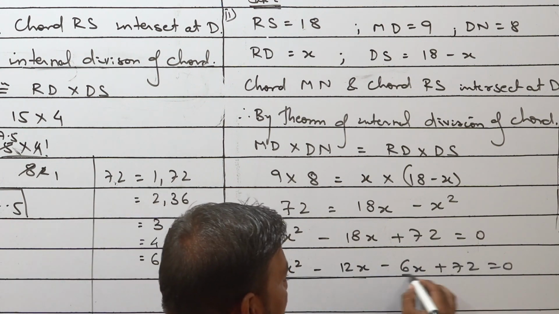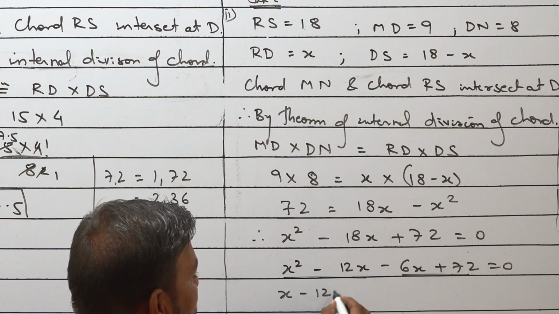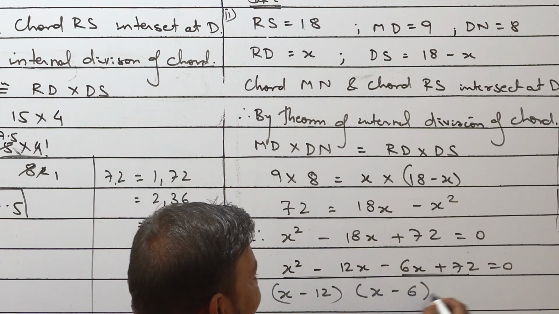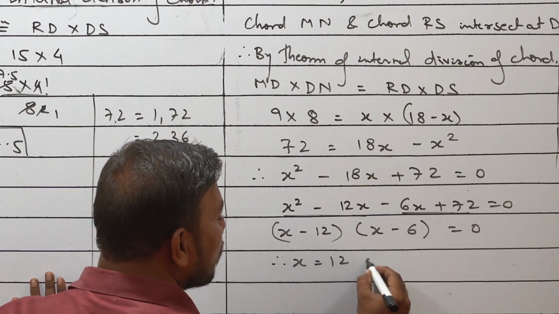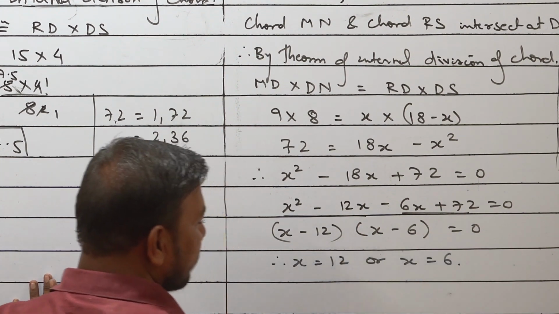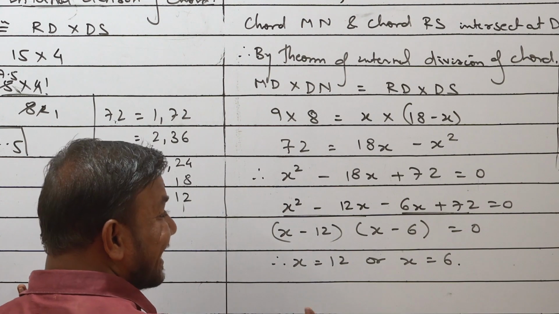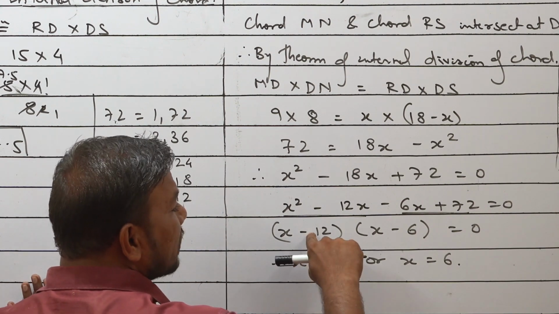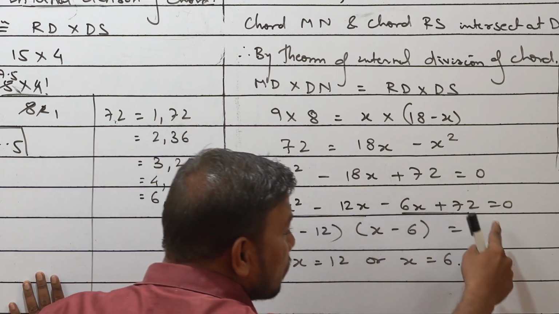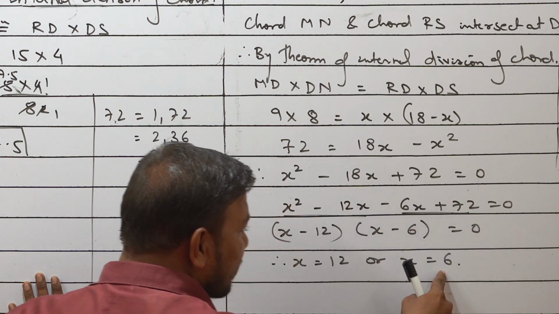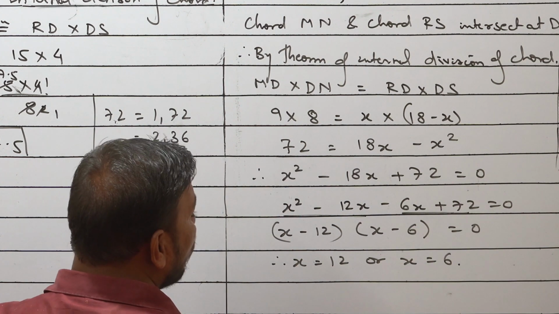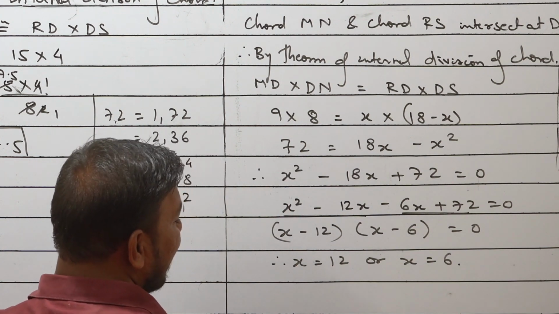So these are the factors. It is x minus 12 and x minus 6 is equals to 0. I'll write directly. Therefore, x is equals to 12 or x is equals to 6. These are the possibilities of getting the x. Because this is minus, if minus 12 goes here, what will it become? Positive. If minus 6 goes here, it will be positive. Here two values of x are formed.